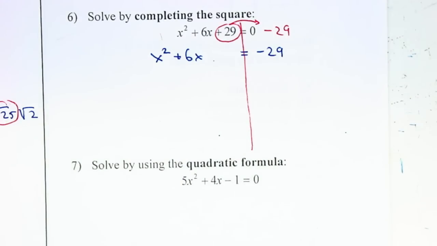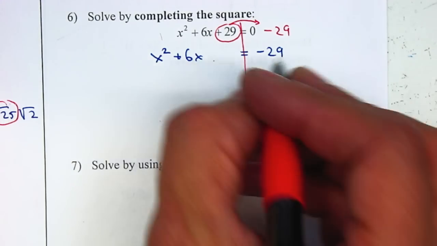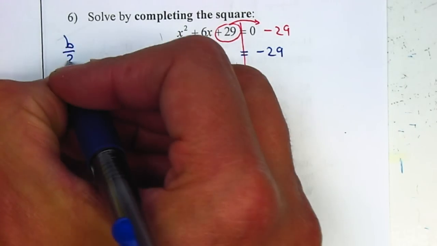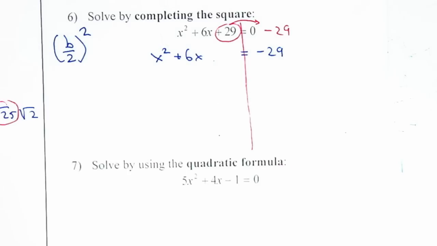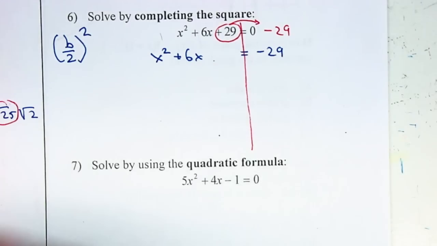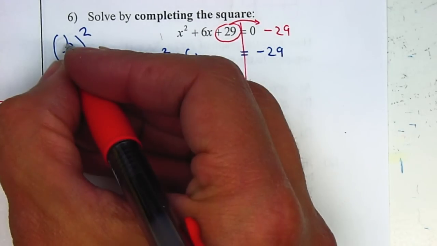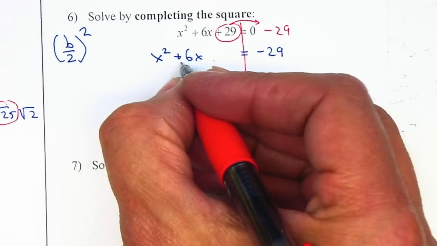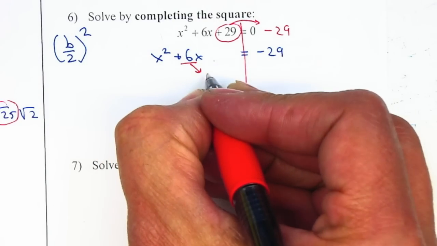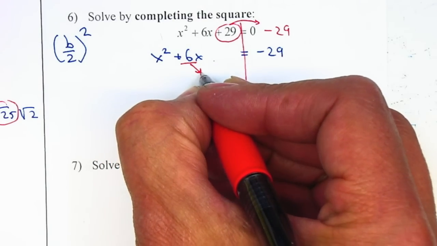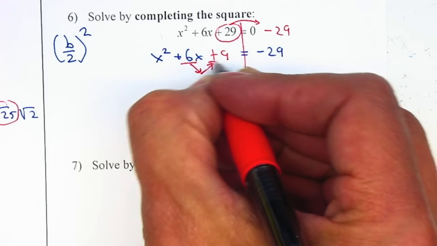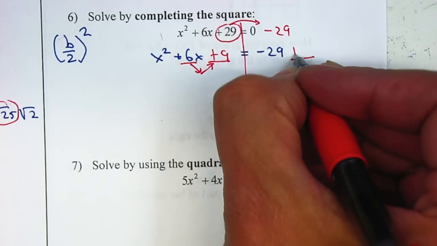Now I need to complete the square. To complete the square, you're going to use the following formula: b over 2 squared. But a lot of the times I just do it in quick steps. I'm going to take the value of b, take half of it, and then square it. I'm going to divide b by 2, which gives me 3, and then I'm going to square it, so it'll be positive 9. And what I do on one side, I need to do to the other side.